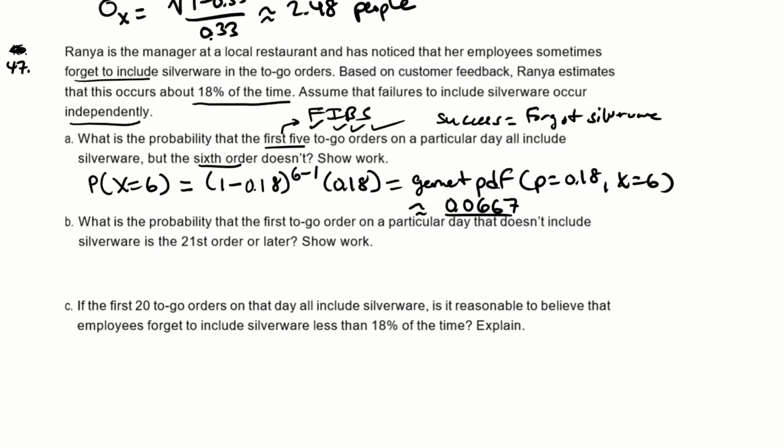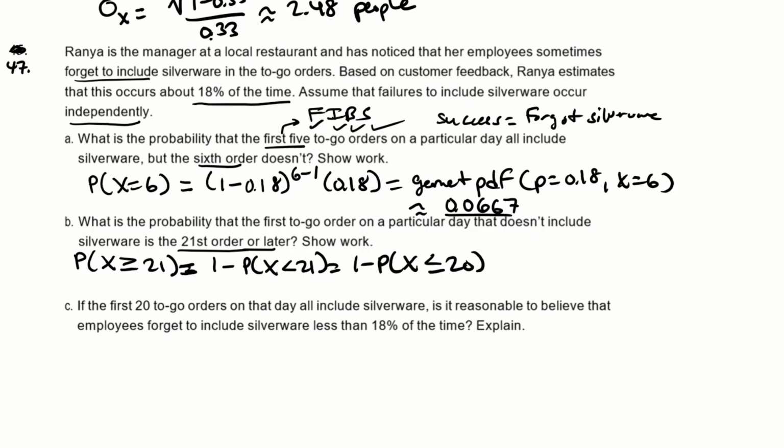is the 21st order or later? Okay, so 21st or later. So that means it's greater than or equal to. So x is greater than or equal to 21. We're going to convert that to less than or equal to. The opposite of greater than or equal to is less than 21, and less than 21 is the same thing as saying less than or equal to 20. Now we can use the geometCDF function because it includes less than or equal to.